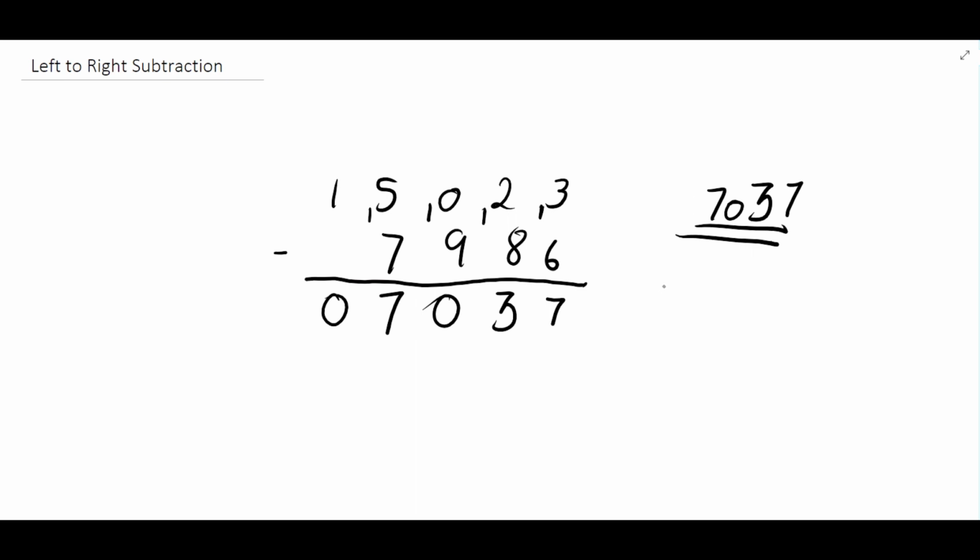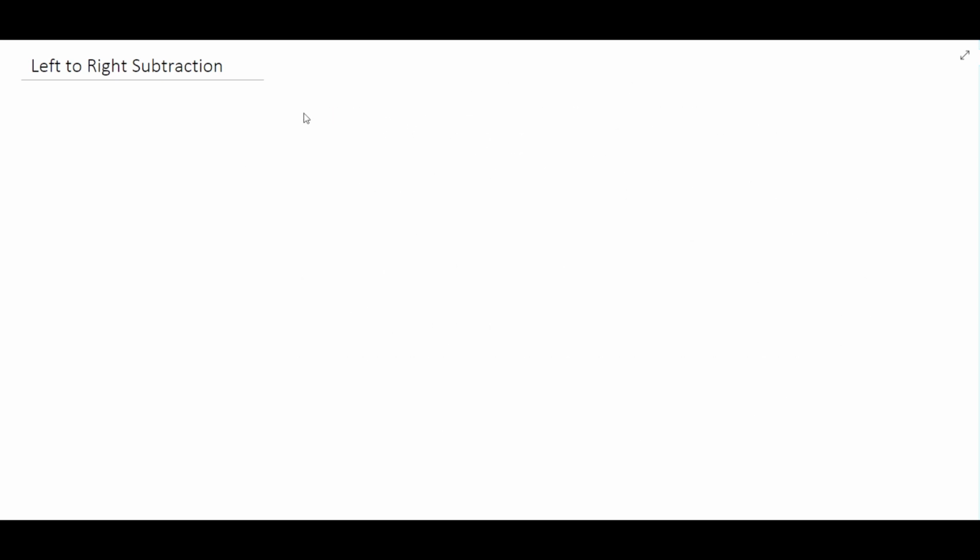One advantage of this method is that you don't have to bother with the zeros issue when you do with borrowing. This is all about the left to right subtraction method. So that was the Vedic math technique for subtraction.